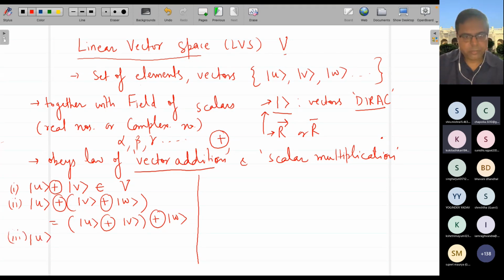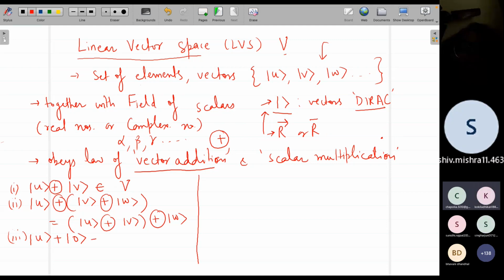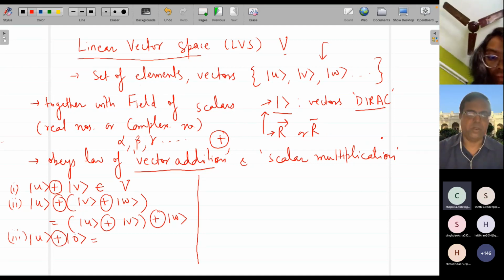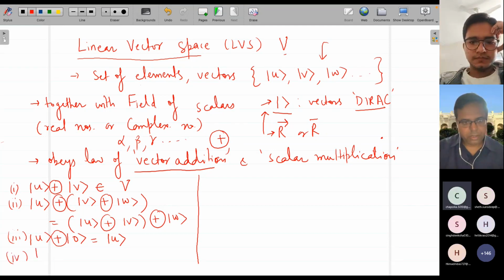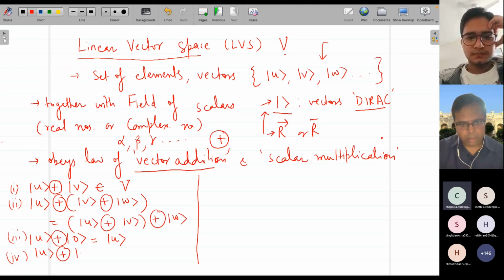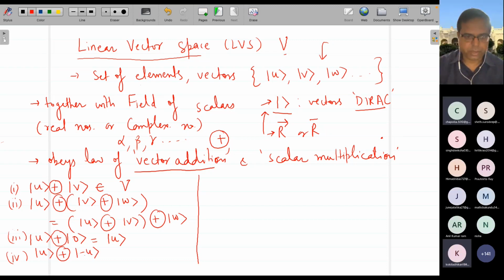There exists a zero vector in this vector space, such that if that vector is added to my original vector, my result is the same. So it is not going to change the original vector. This property is famously called the existence of a unique null or zero vector. 4th, there exists another vector which I am defining as the inverse vector, which when added to my original vector is going to give me the zero vector.